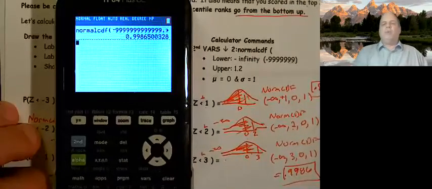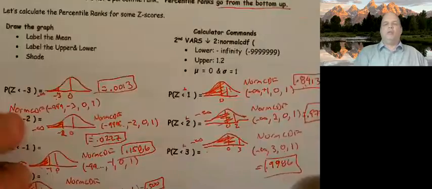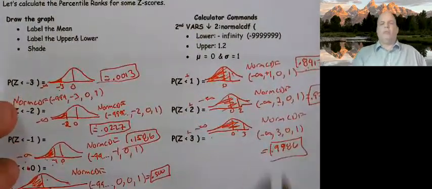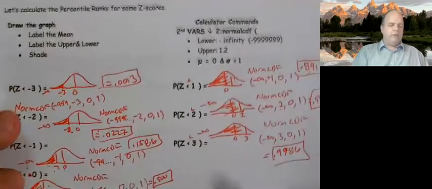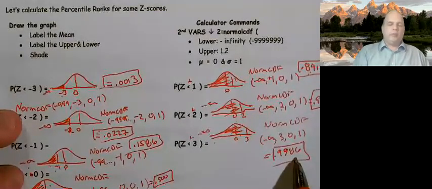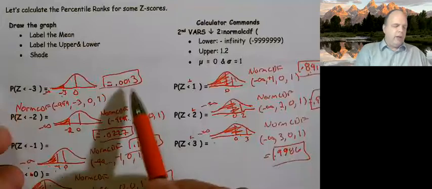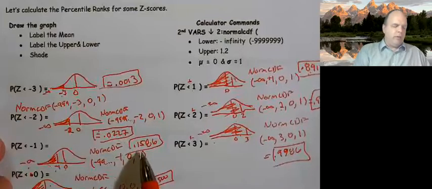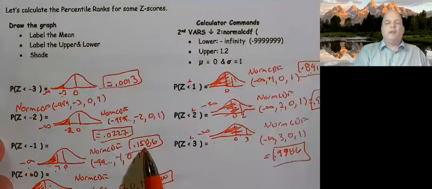So 99.86% of the population scored below you if you're 3 standard deviations above the mean. This is your percentile rank. If you happen to be 2 standard deviations below the mean, your percentile rank would be 2.27. If you're 1 standard deviation below the mean, you're 15.86. So about 15% scored below you.